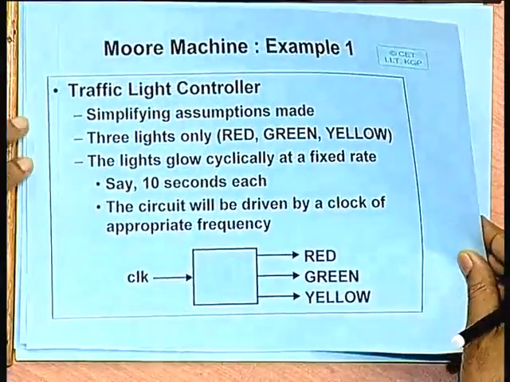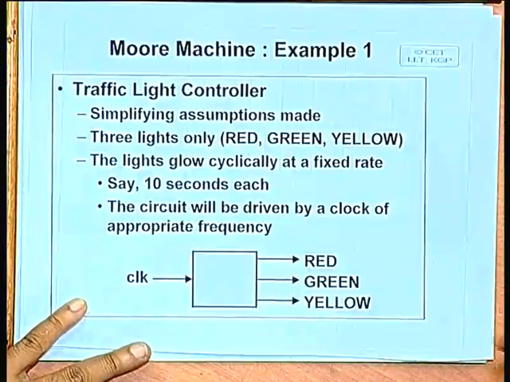So, the example we take to illustrate the modeling of a Moore machine is a simplified version of the traffic light controller. Instead of going into the complexities, just for the sake of illustration, we assume that there are only 3 lamps or lights we need to control, red, green and yellow, and without loss of generality we assume that the 3 lights have to be displayed or glowed cyclically at equal intervals of time.